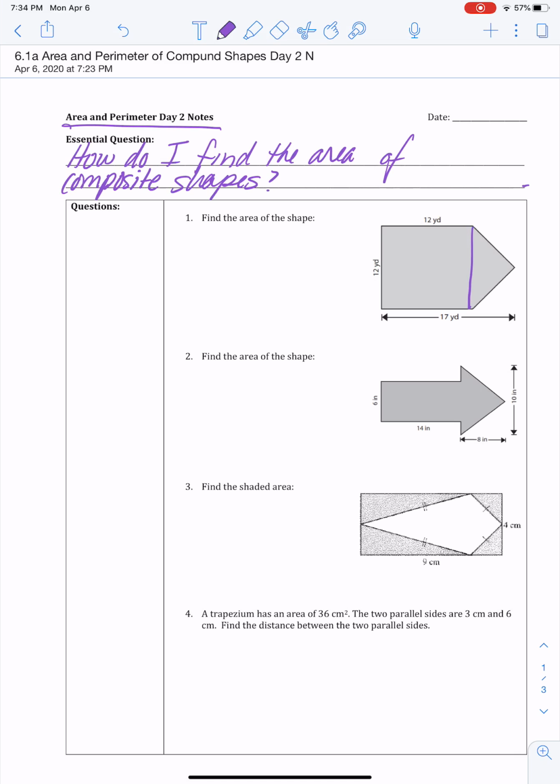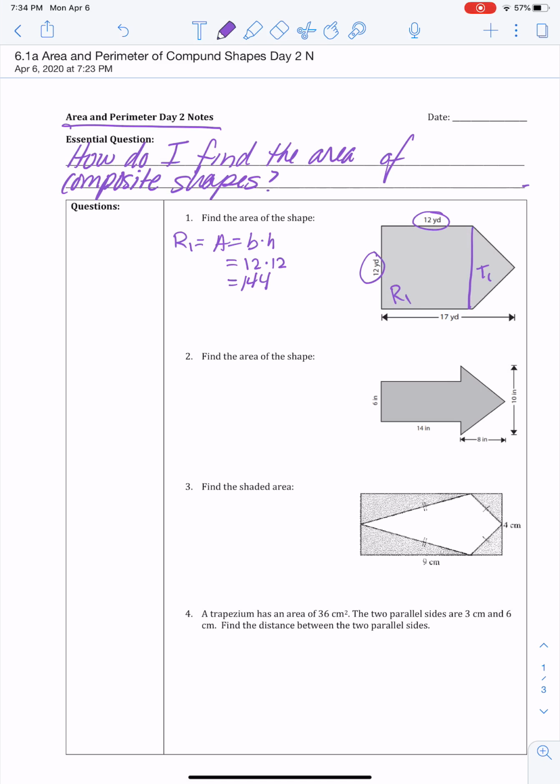So there's a rectangle, and so I have rectangle 1 and triangle 1. So rectangle 1 is where the area equals base times the height, which is 12 times 12. Here are the two lengths for the rectangle. It's actually a square, and so I get 144.